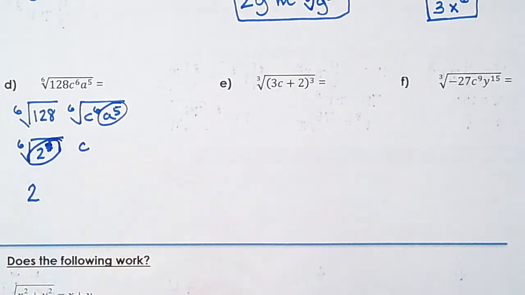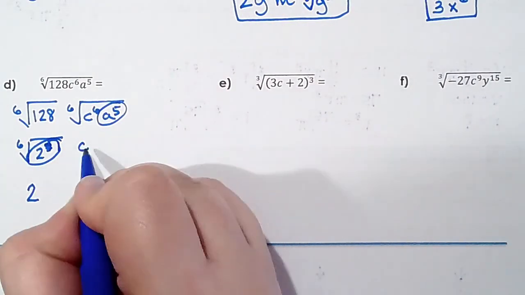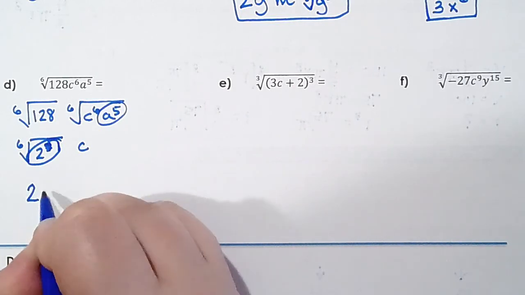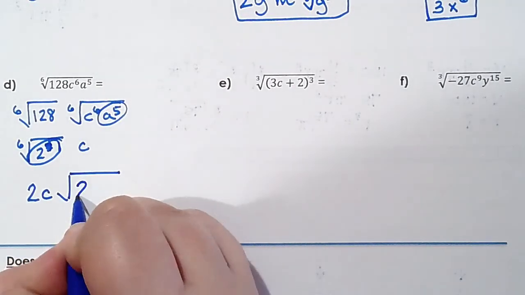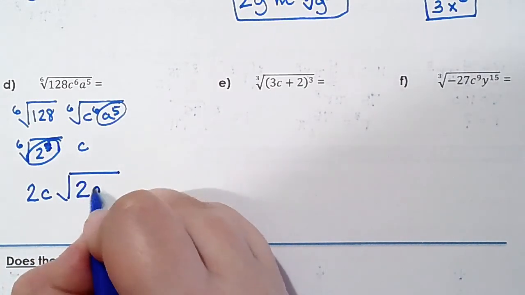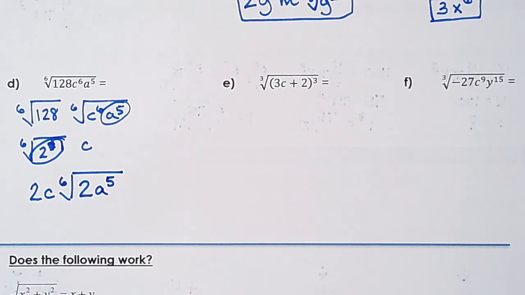It has a friend over here with 2 to the 1. So I have to put all of my collective thoughts back together. Remember, the 2 came out, the c came out, and what's left over inside is the 2 and the a to the 5th. And then, of course, we have to put that 6th root back.